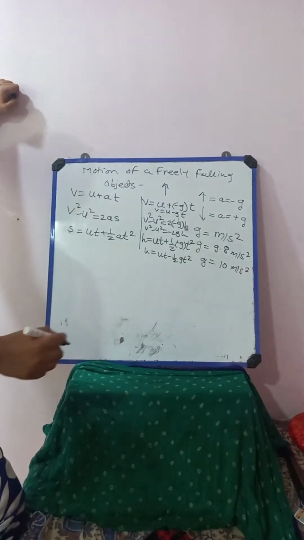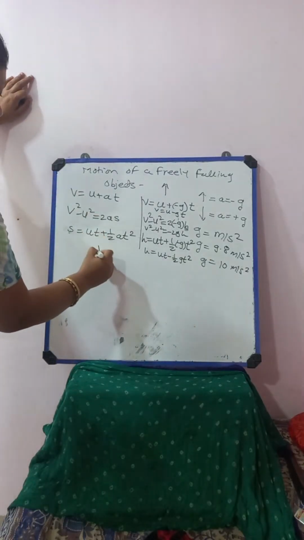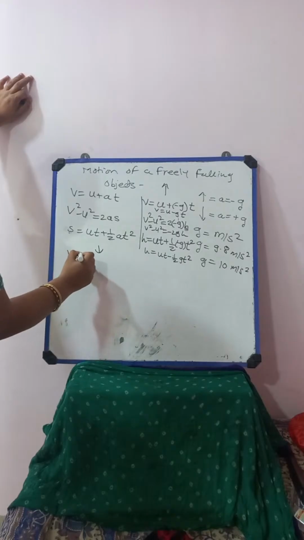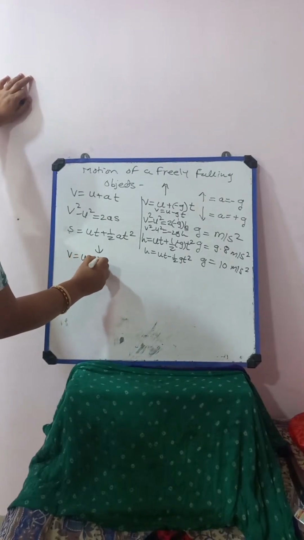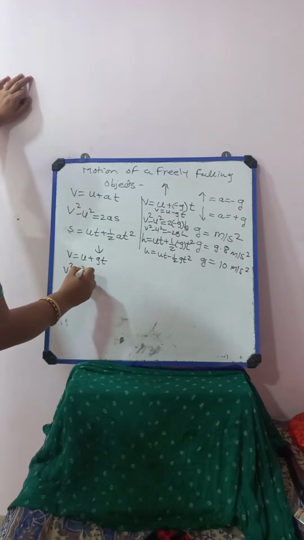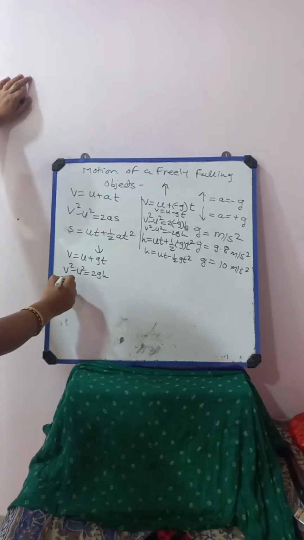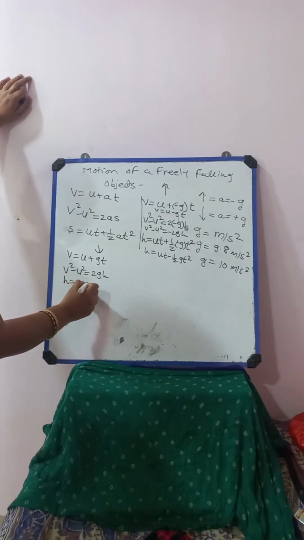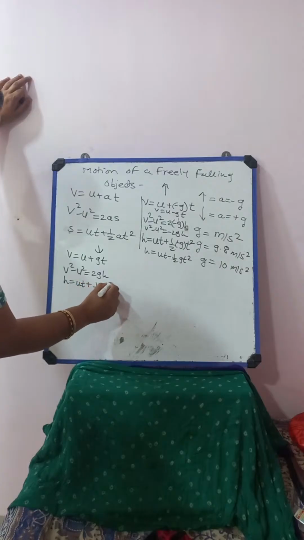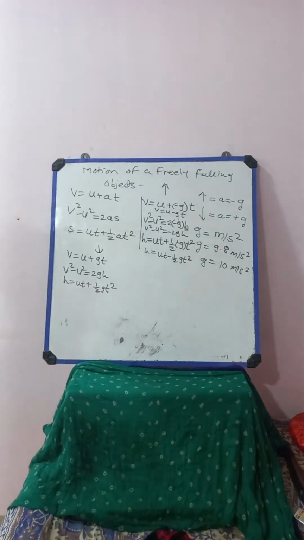And if the body is going in the downward direction, then we write v is equal to u plus gt, v square minus u square is equal to twice of gh, and h is equal to ut plus half gt square. So these are the equations we get if the body is in free fall. You can copy. I'll come in 2 minutes. Write it down properly, the value of g and everything.